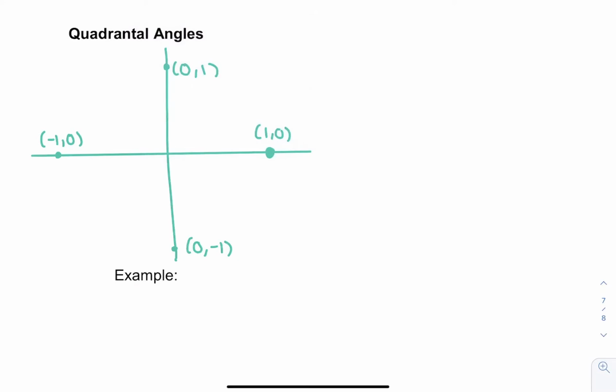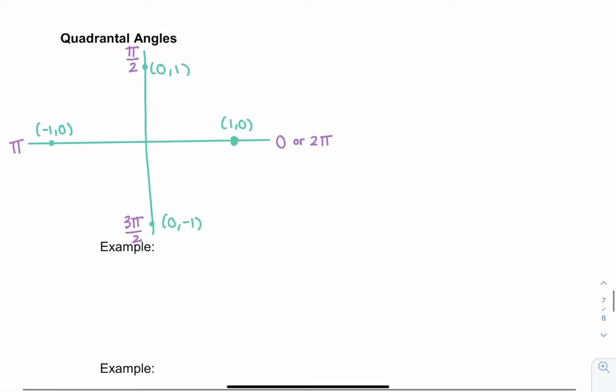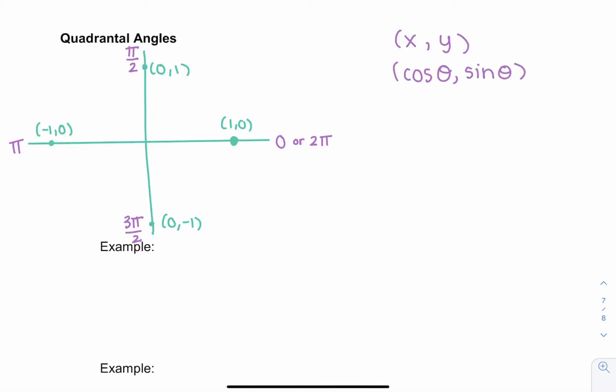So remember, here's 0, here's pi over 2, here's pi, here is 3 pi over 2, and here is 2 pi. So if you see any of these values, we're working with quadrantal angles. And if you remember, if we have x comma y, x is the cosine of that angle and y is the sine of that angle. And tangent is sine over cosine, which we know is y over x. So the same rules apply, but now we're going to use different names for the angles.